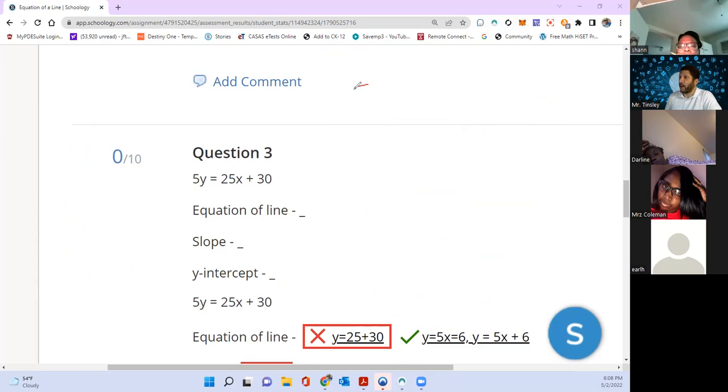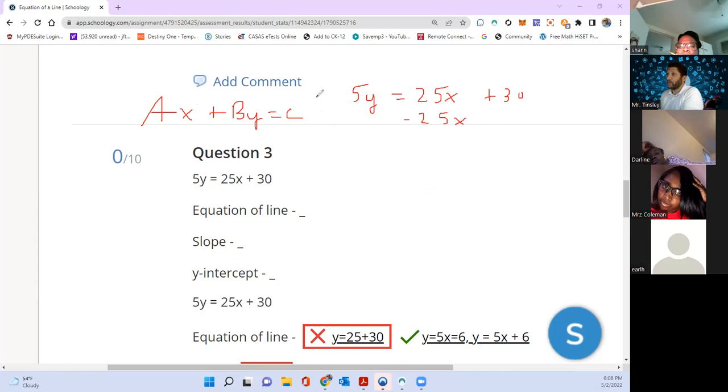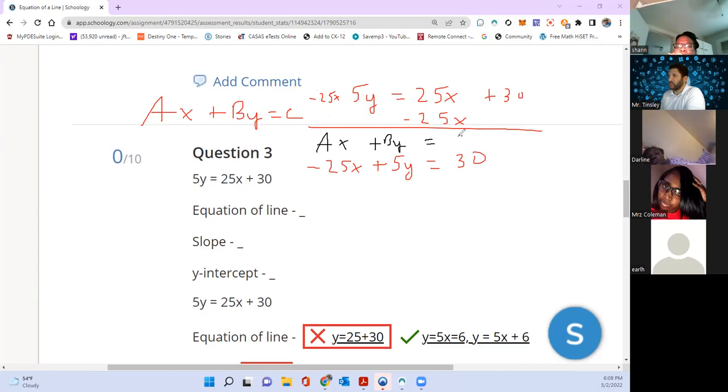So I got 5y equals 25x plus 30. I want it in standard form, which is ax plus by equals c. So I'm going to take that 25x and move it to the other side. Whatever I do on one side, I must do on the other. So I got minus 25x plus 5y equals 30. Now it's in standard form, because ax plus by equals c.